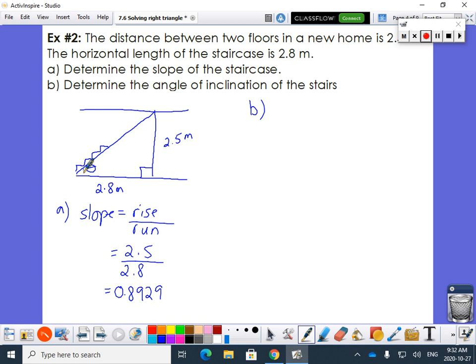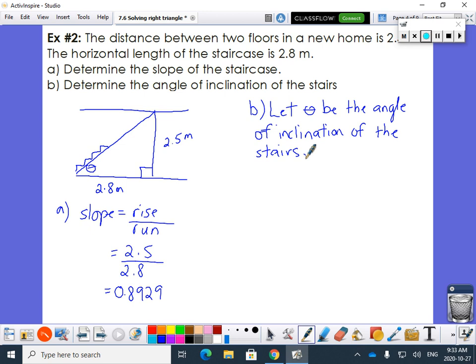Okay? So we're going to do a let statement. It wants the angle of inclination, and our angle of inclination is represented by theta, so I'm just going to say let theta be the angle of inclination of the stairs. That's all it's asking. So I really just turned that into a let statement.